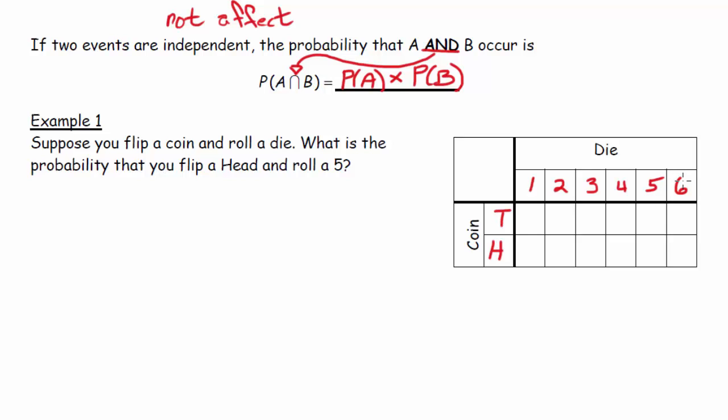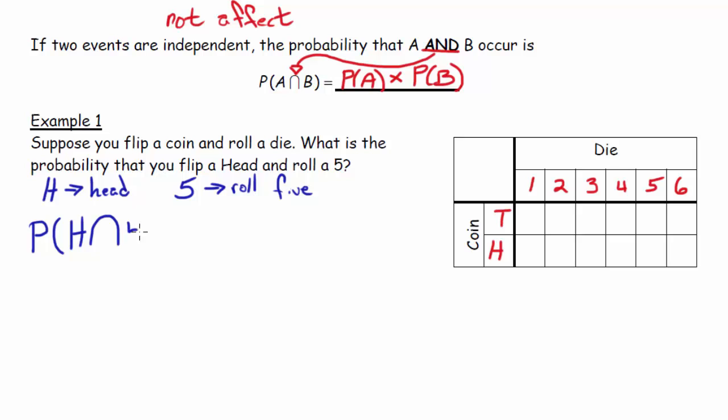So suppose that you're going to flip this coin and roll a die. What is the probability that you flip a head and roll a 5? I'm going to do some notation over here. Let's let H represent a head, and I'm going to let 5 represent that I roll a 5. So I want to know, what's the probability that I get a head and, that's what this notation means, I get a 5.